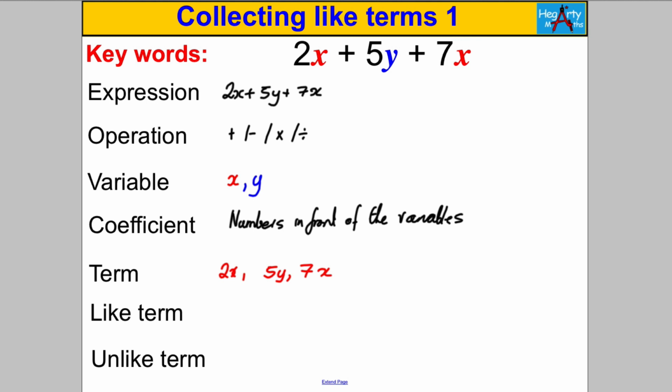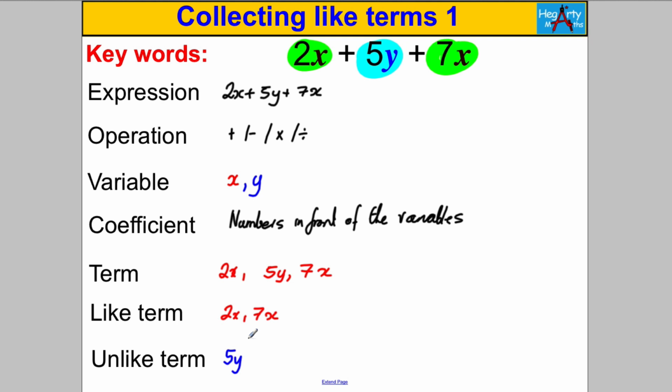Now here's what this video is basically all about. What do you think a like term is? A like term is obviously a term. Which terms here are like? Well, 2x and 7x are what's called like terms because they're involving x's. And 5y is an unlike term to x terms because it doesn't have x's in it. So a like term here is 2x and 7x. They can be collected up and we could actually say we've got 9x if you think about it. Whereas 5y can't be collected up with anything. It's what's called an unlike term. It's unlike the x's anyway. And they're the basic things we need to understand when doing this topic.